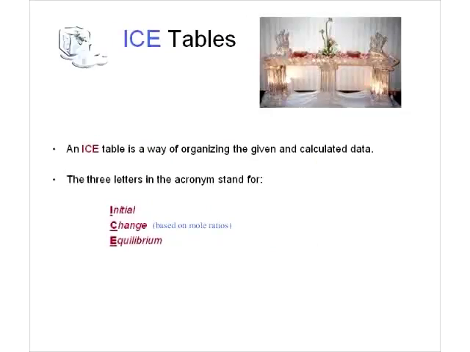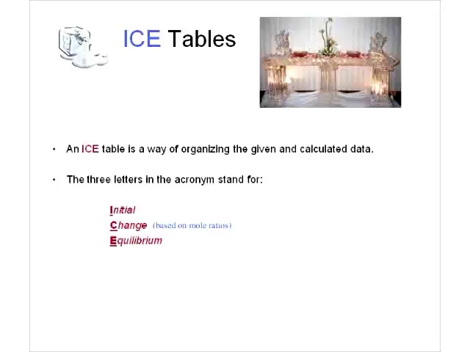Okay, what we're looking at is something called an ICE table. An ICE table is simply a way of organizing the information that's given. It's a way of organizing the mathematical information so that we can figure out the equilibrium values and therefore be able to calculate the K value, or use K in the equilibrium expression to find some other value.